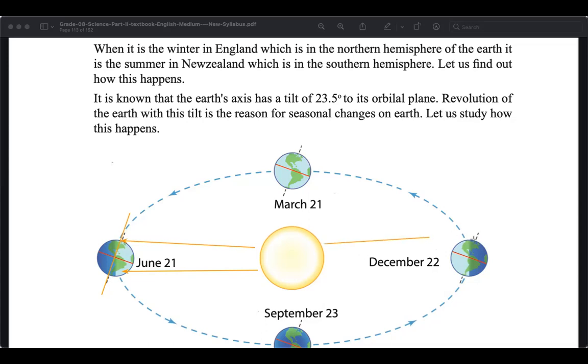When it is December 22, you can see the northern pole is not going to get the sunlight, but the southern pole is getting the sunlight very well. Northern pole is not reaching, but southern pole is getting the sunlight. This is how the seasons happen. We should explain using this diagram.